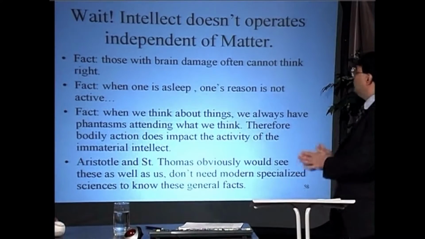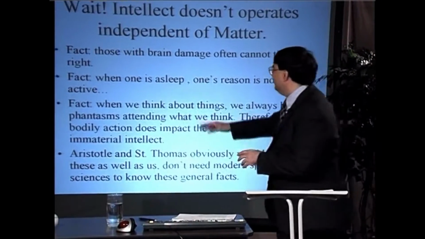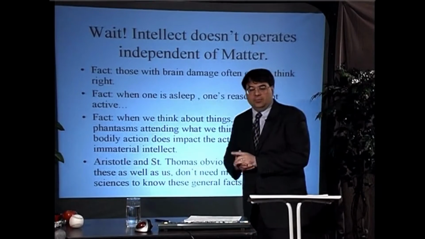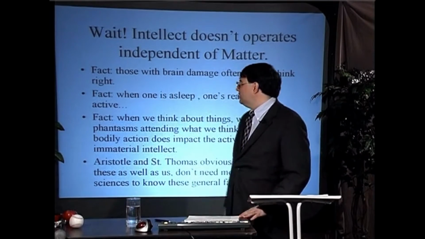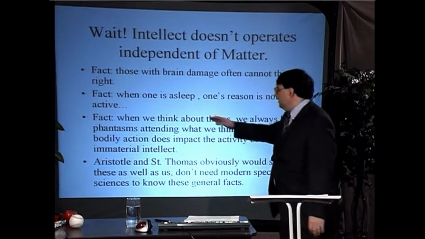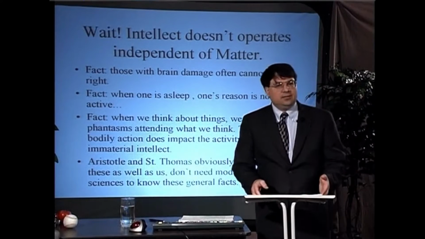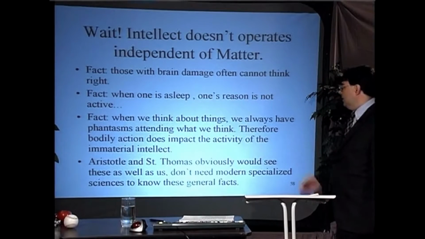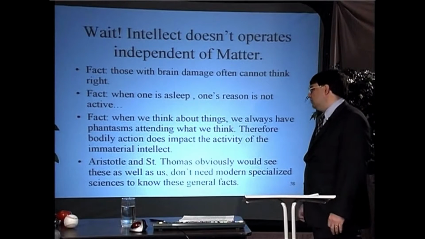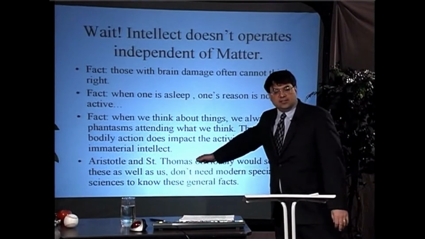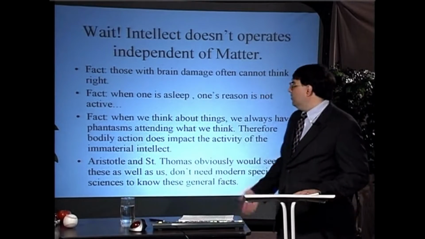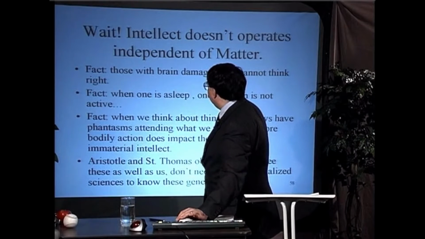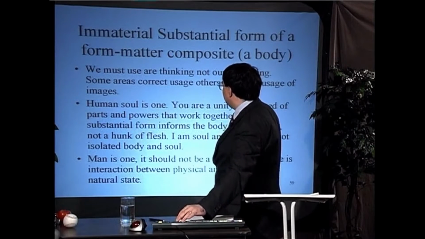Wait, hold on, you may say. The intellect doesn't operate independent of matter. When you get brain damage, well, some people can't even, there's a story of the guy who mistook his hat for his wife. So messed up that some people's brains get when they get in an accident. And when one is asleep, your reason isn't active, at least in the same way as when you're awake. And again, as I mentioned, we always have phantasms attending what we think. Well, obviously Aristotle and St. Thomas would have thought of these things as well. They knew people that were hurt. They knew people that slept, including themselves. They themselves could see that they were always having images. So modern science has not told us anything new that would change anything that they knew.